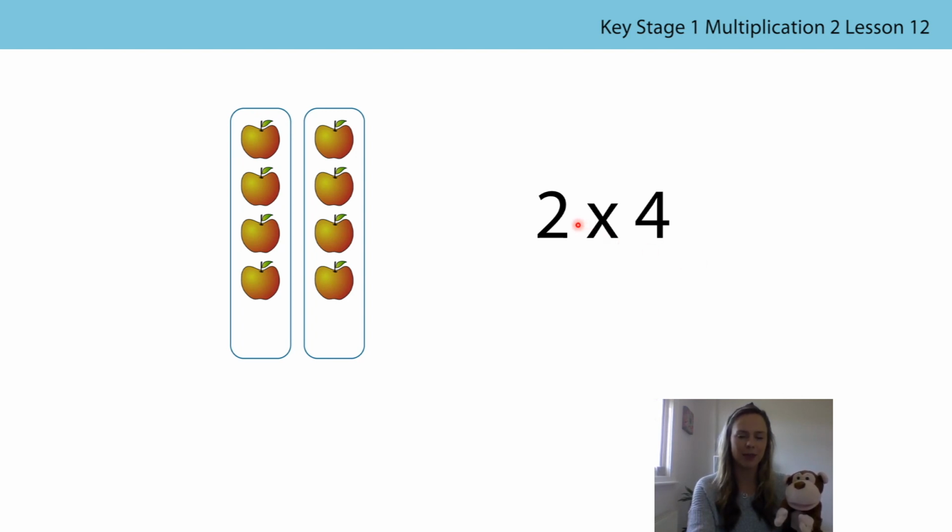What does the 2 represent? That's right, Bongo, the 2 represents the number of groups. Bongo thinks that the 4 represents the number of apples in each group. Is he correct? He is. Well done, Bongo.